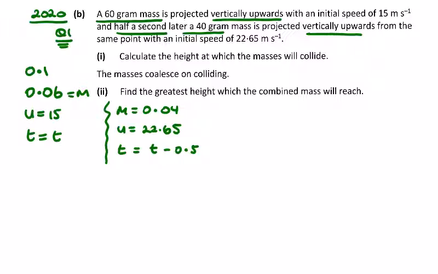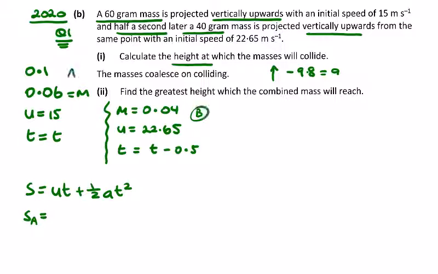So what are we asked to find? The height at which they collide. So height is displacement, s is equal to ut plus a half at squared. It's projected vertically upwards, so we have gravity pulling it back down, minus 9.8 for my a. So we'll call the 60 gram a and the other b. Displacement for a is 15t, and half a is minus 4.9 by t squared. That's all we can do so far for him.